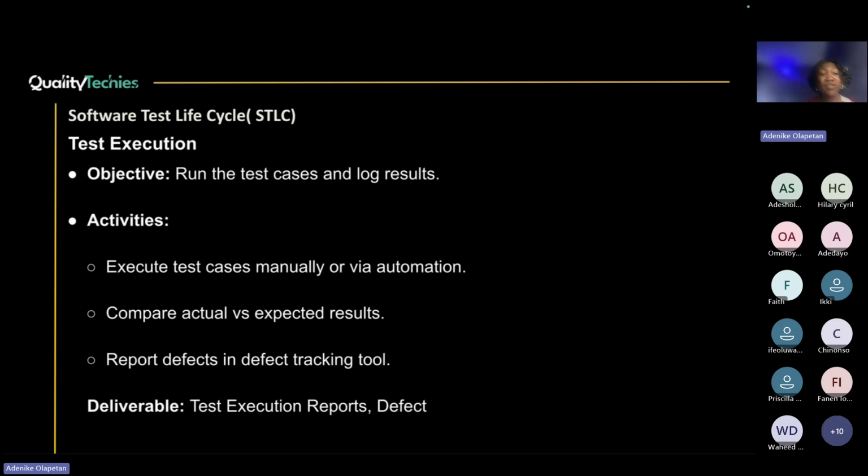Whenever there is variance between expected results and actual results, that gives rise to a defect, which you have to report on the defect management tool. So for test execution, you compare actual and expected results, then you report defects in the defect tracking tool. Your deliverable for this phase is test execution reports and defects. So take note of all the steps, because on your capstone project, you are going to be applying all this.